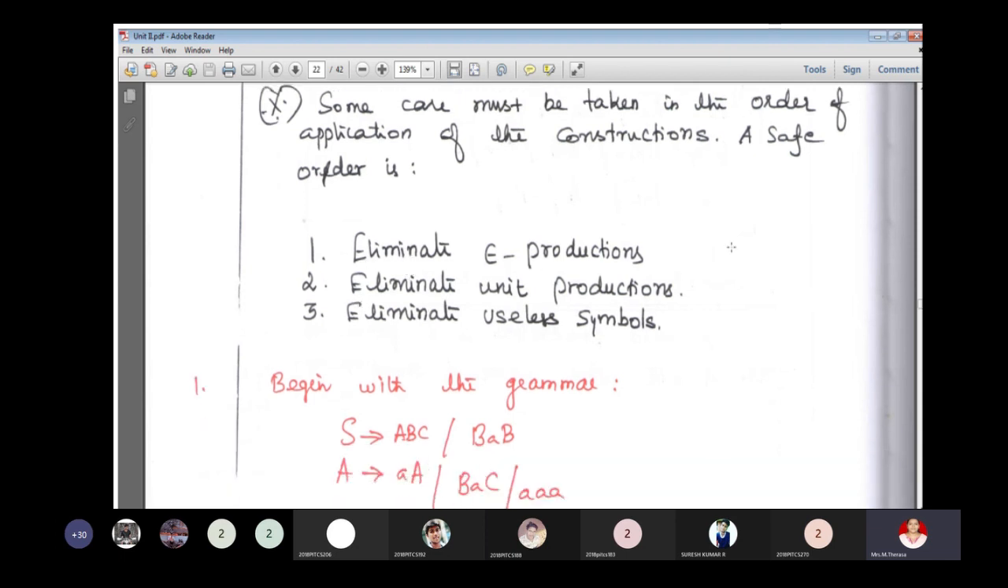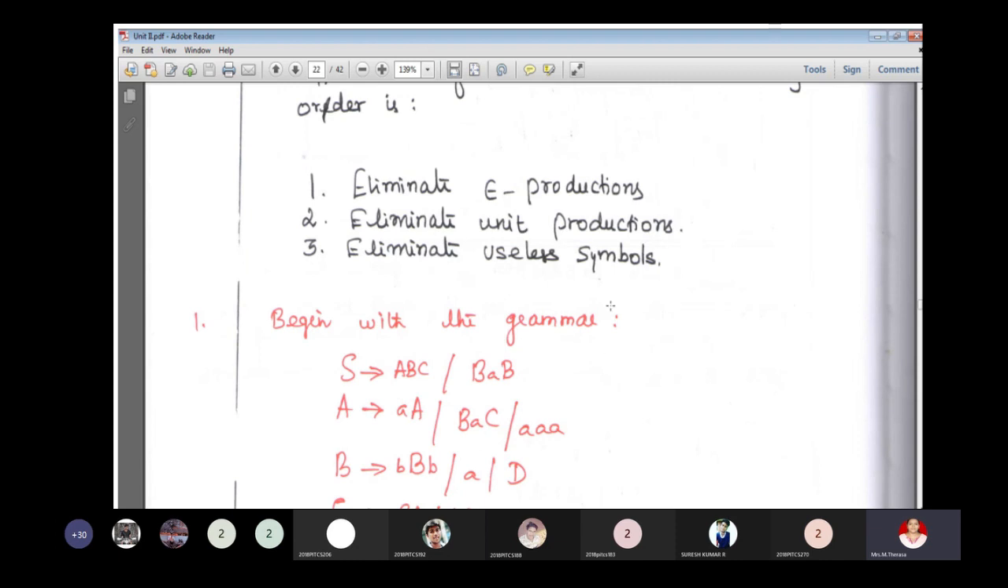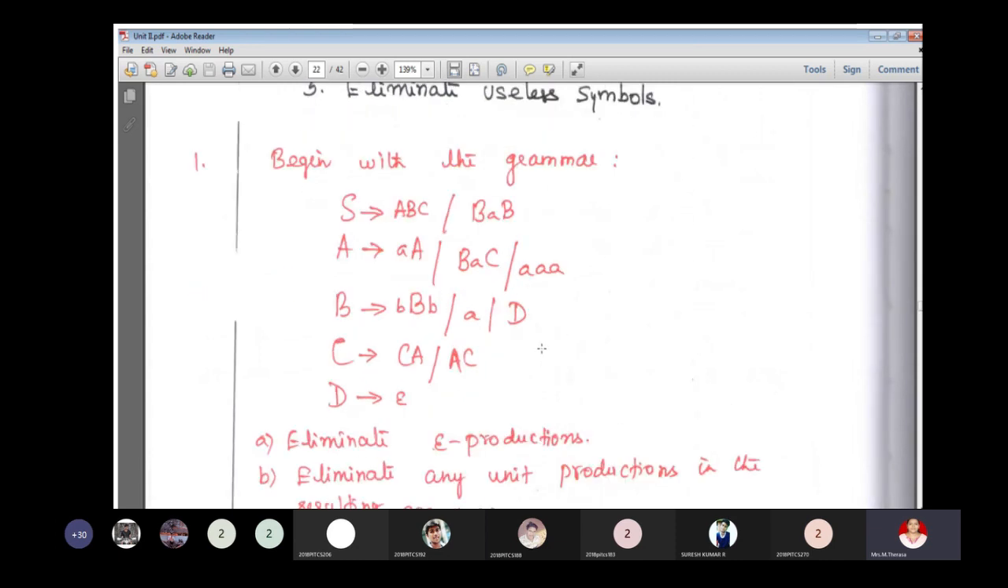First, you have to eliminate the epsilon production. With the resultant grammar, you have to eliminate the unit production. With the resultant grammar, you have to eliminate the useless symbol. So this is the safe order. We'll see one example for that.